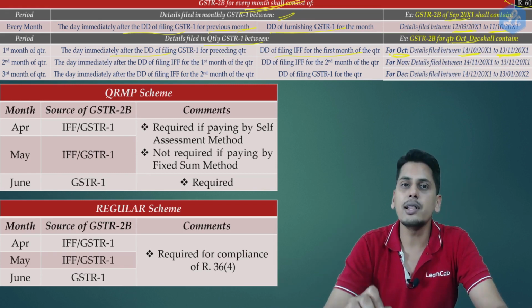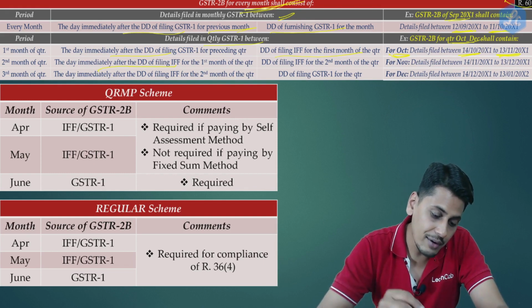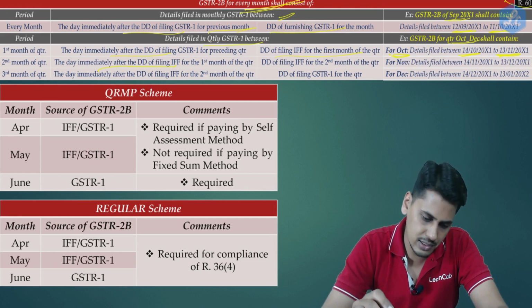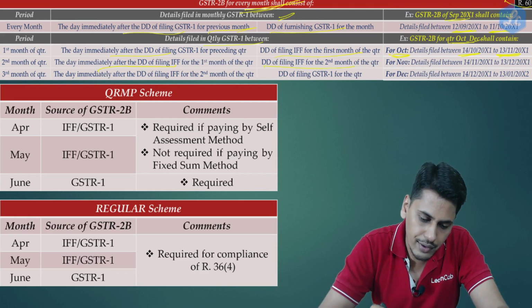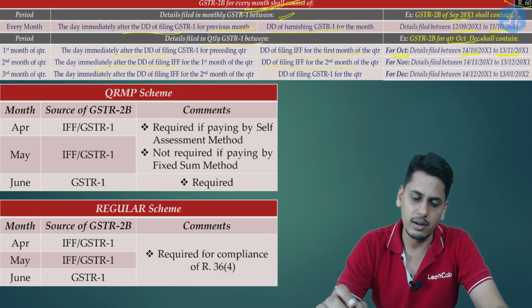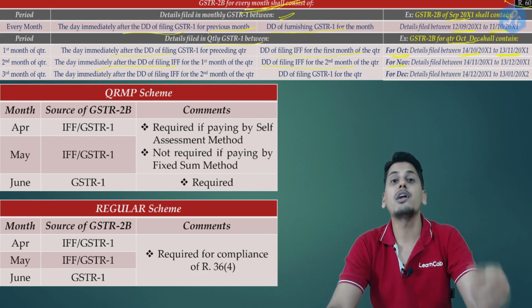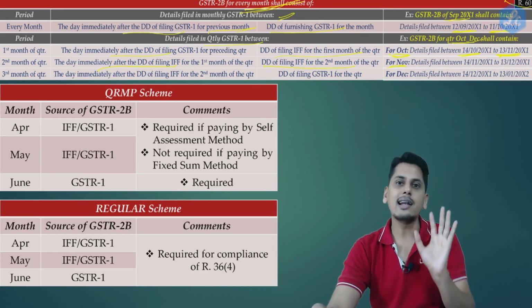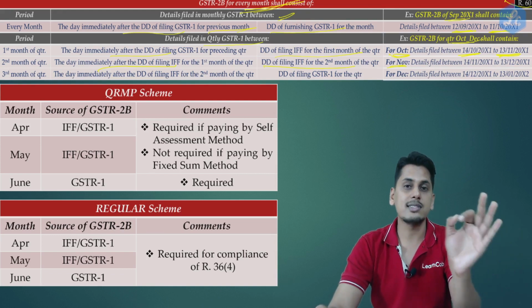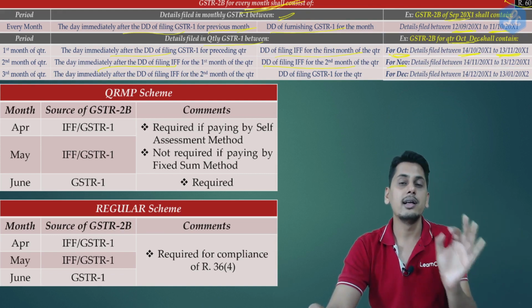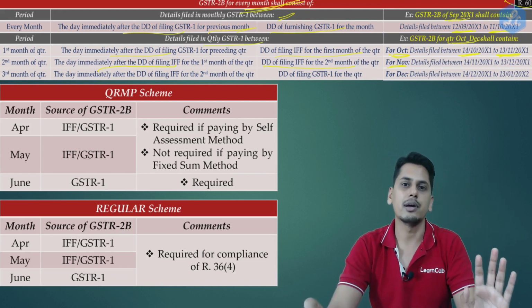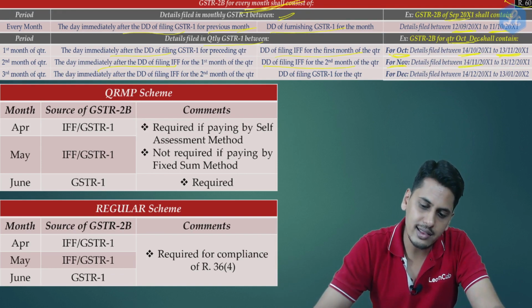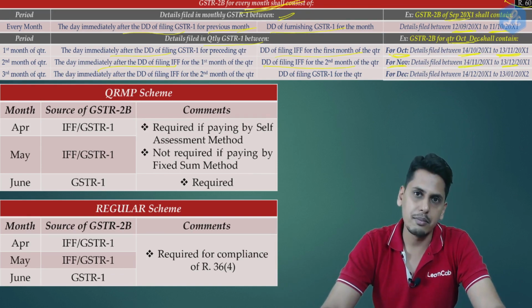Similarly, for the second month of the quarter, the day immediately after the due date of filing IFF for the first month of the quarter till the due date of filing IFF for the second month of the quarter. Say for example November. For November, what is the cutoff date? 13th of December. What is the starting point? For October, it was 13th November. Add one more day, it would start from 14th November. So it is going to be from 14th November till 13th December.